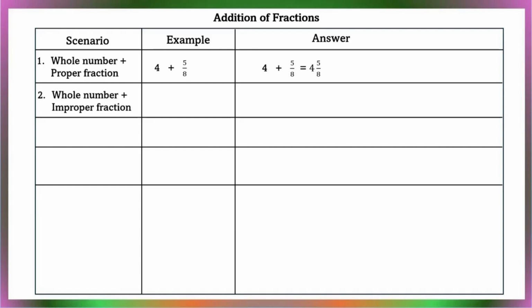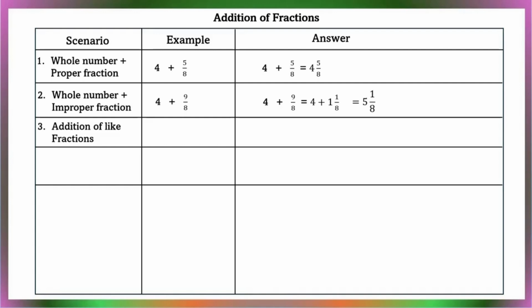Scenario 2. Whole number plus improper fraction. When we add a whole number 4 and an improper fraction 9 by 8, we first convert the improper fraction into a mixed fraction as 1, 1 by 8. Then we add the whole number and write the fraction part along with it, that is 5, 1 by 8.